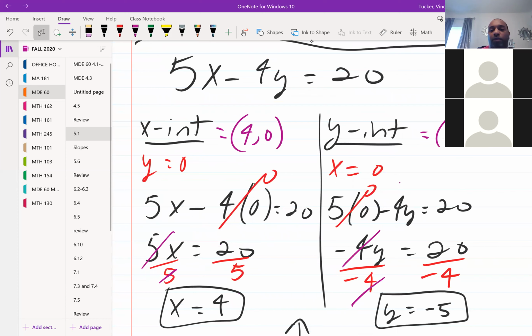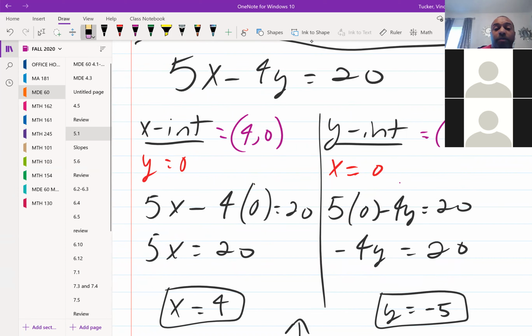5x minus 4y equal to 20. So I'm gonna erase some of this stuff so we can talk about it again. Same process though. You want to find the x intercept, you let y be equal to 0. Want to find the y intercept, you let x be equal to 0.